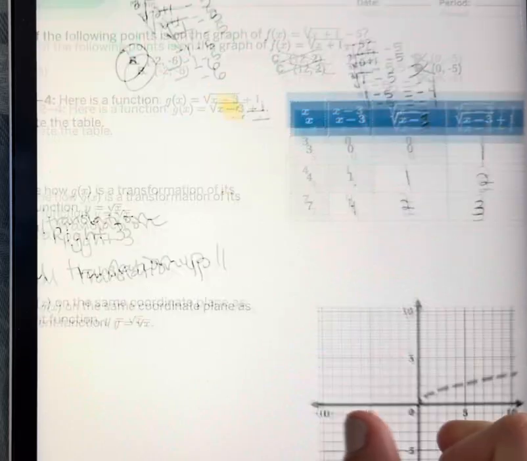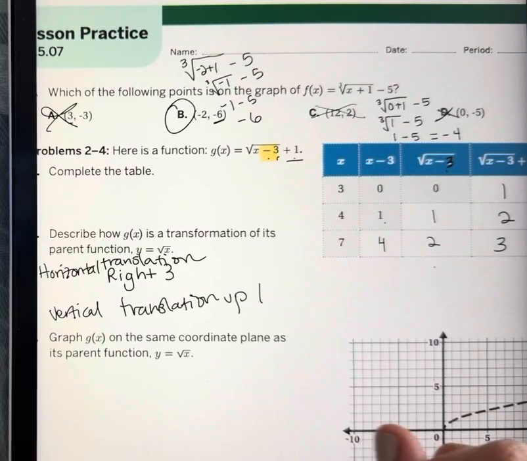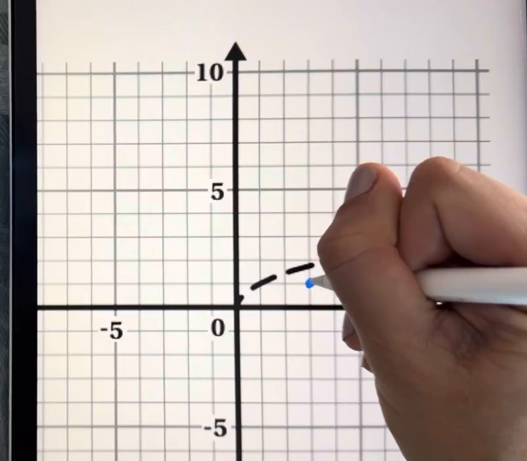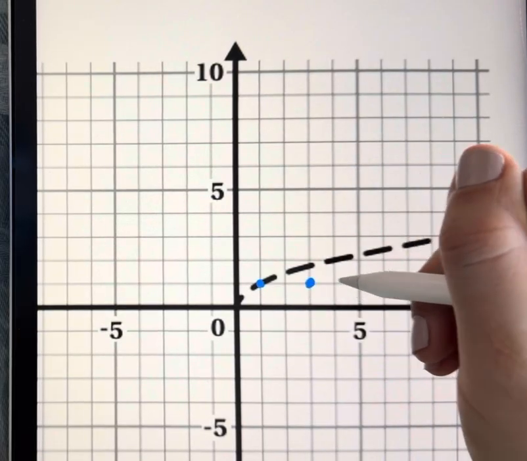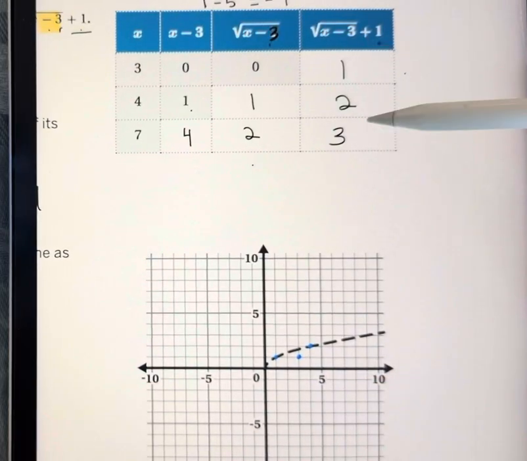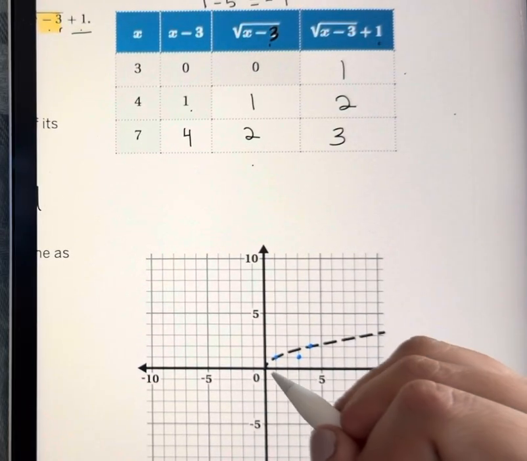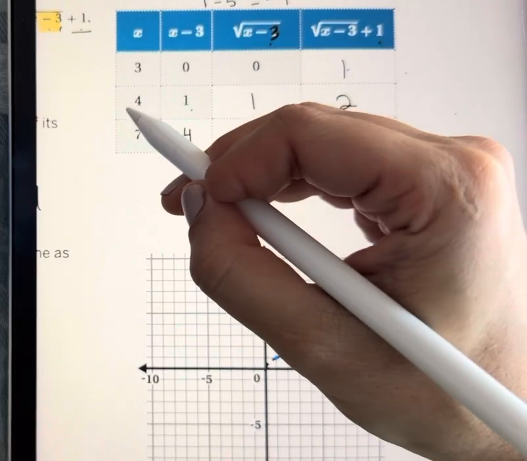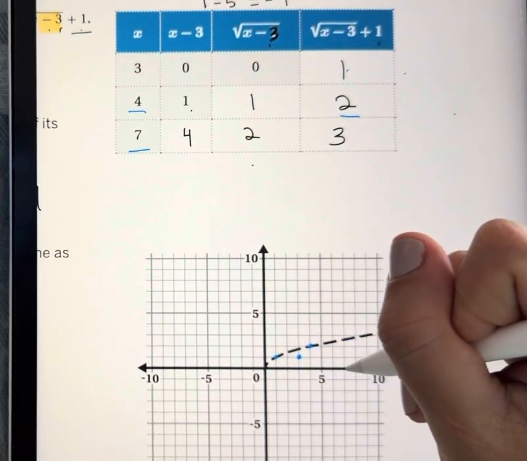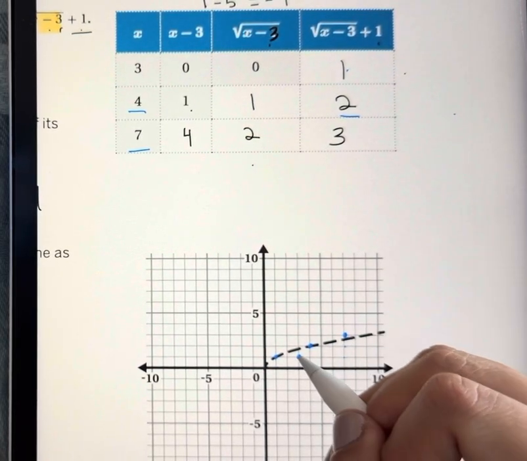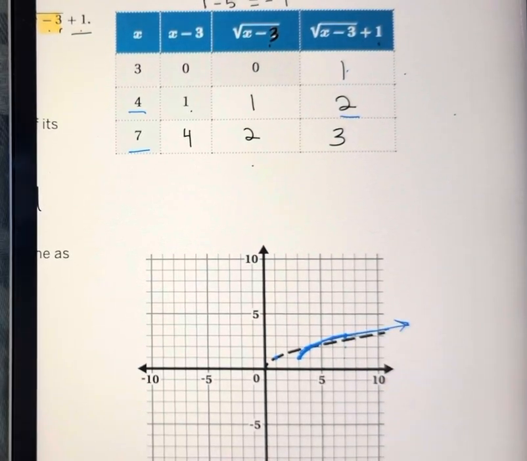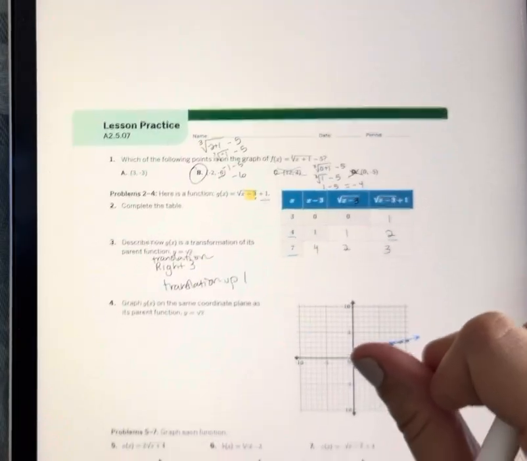No problem. I just have to go right 3 and up 1 on every single one of these. Let's take this point and go right 3, up 1. And then actually, we can even graph it with this table. So when x is 3, y is 1. When x is 4, y is 2. And when x is 7, y is 3 right there. So you could graph it using the transformations or the table that we already worked hard to make. So why not use it since we have it?